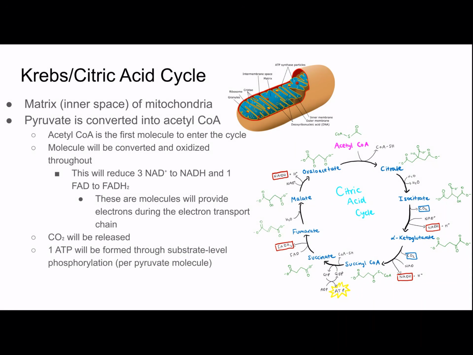1 ATP molecule will be formed through substrate level phosphorylation, and all these numbers are per pyruvate molecule. But we should keep in mind that the cycle will turn 2 times per glucose molecule, so once per pyruvate.